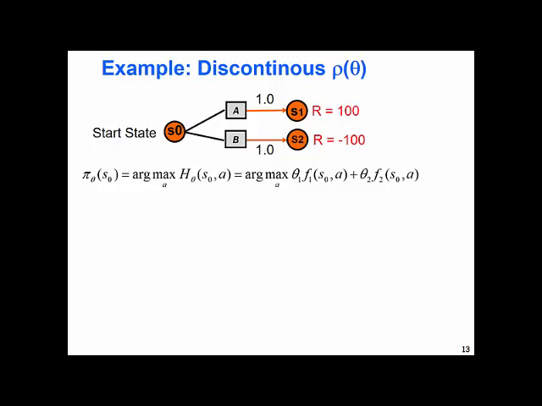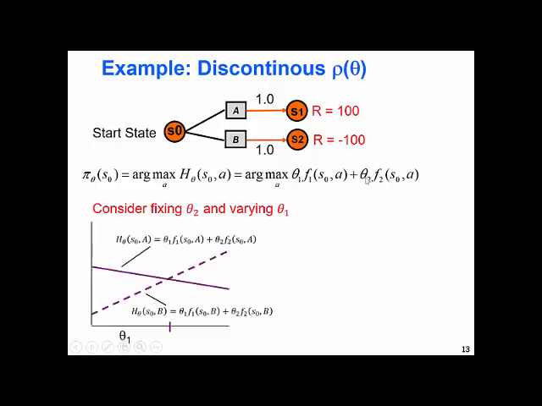If we're using some representation like this, our policy now has two features, theta 1 and theta 2, weighting these values. We can consider fixing theta 2 while we vary theta 1. It might look something like this. This is all fictitious, but it's going to be some linear function of theta 1. What we're plotting here is the score for action A and the score for action B.